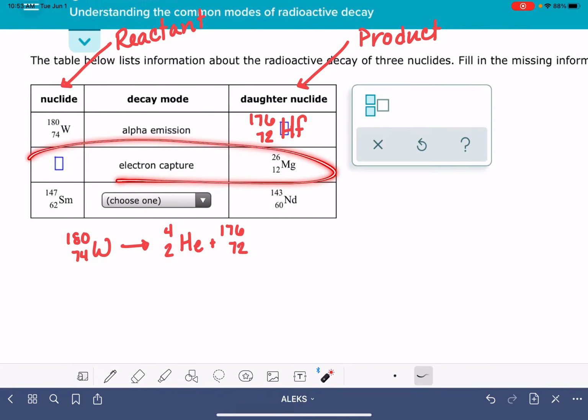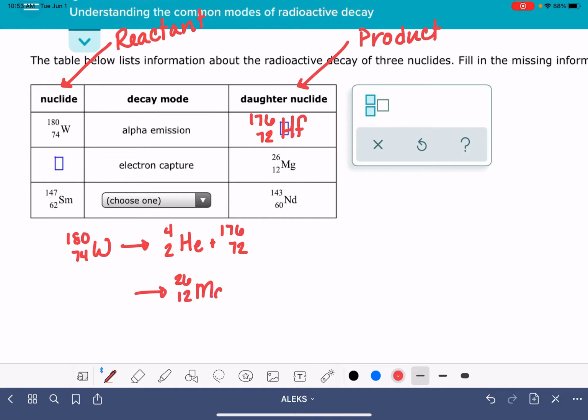For the second one, this one is giving us the product of the reaction, magnesium 26. And we're trying to figure out what the reactant is for this. It's telling us that this is undergoing electron capture. So that means that this guy over here is capturing an electron.